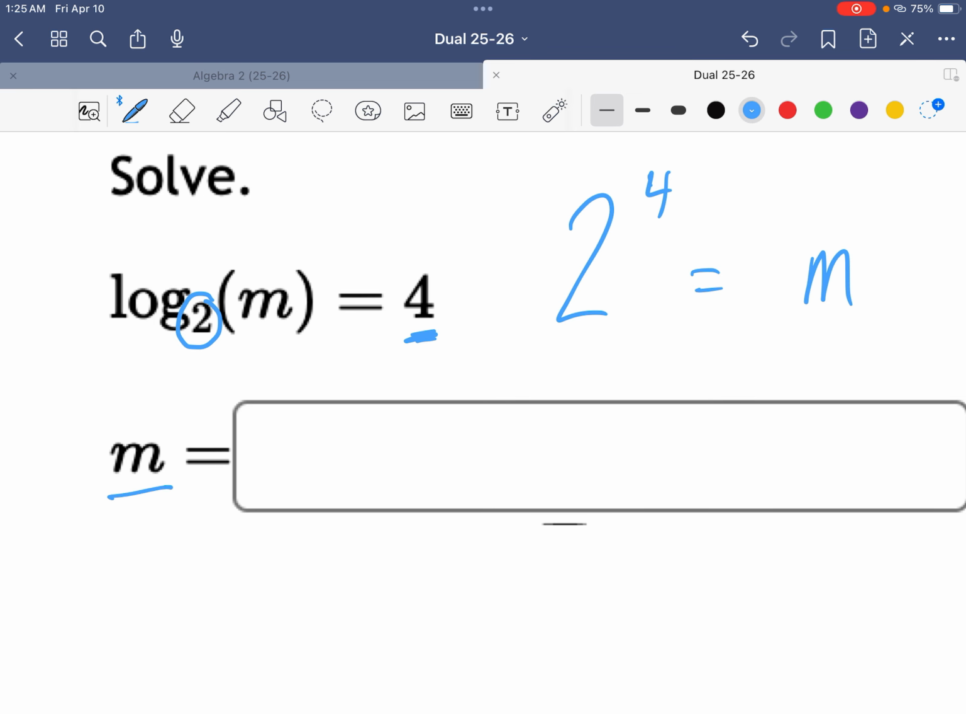And it's asking, what is m equal to? Well, m is equal to 2 to the 4th power. And 2 to the 4th power means 2 times 2 times 2 times 2, which is 16. And that's the answer for that one.